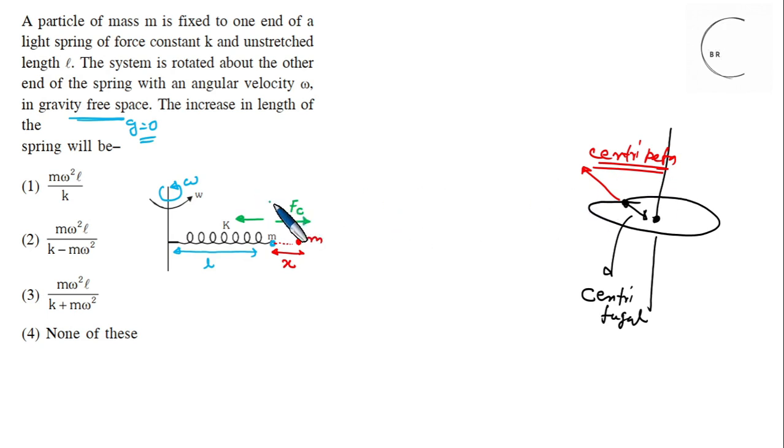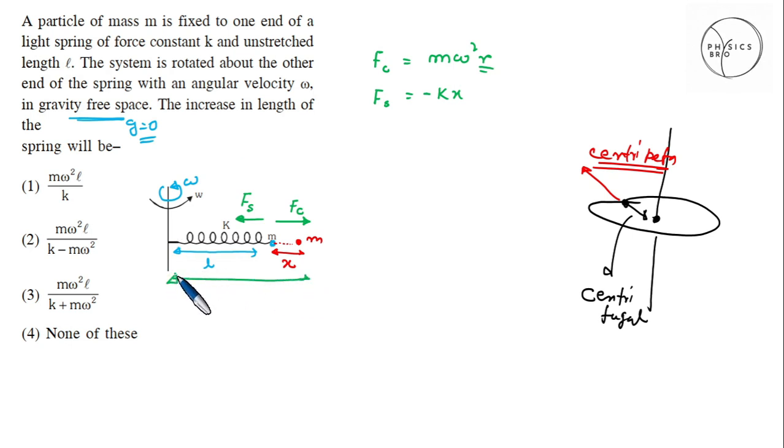Let's say this is Fc, the centripetal force, and that's the spring force Fs. Now, do you know the Fc? Fc equals m omega square r. And what about Fs? The spring force is minus kx. So Fs equals minus kx. Now, what about r? r is the length, this length. So r is the total length of the body when the body reaches equilibrium.